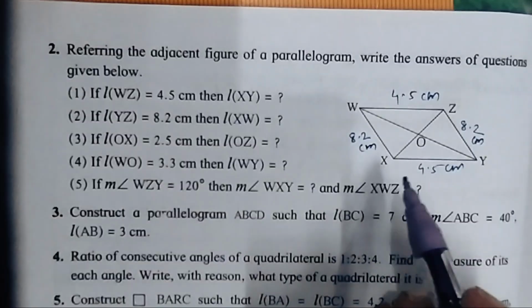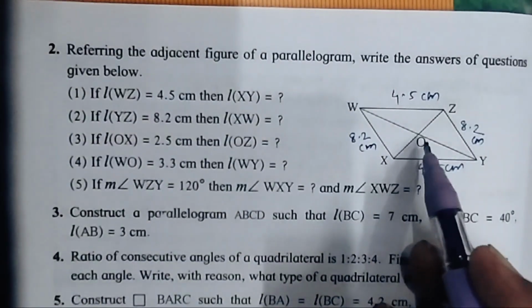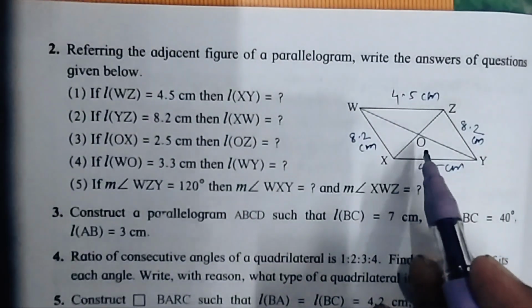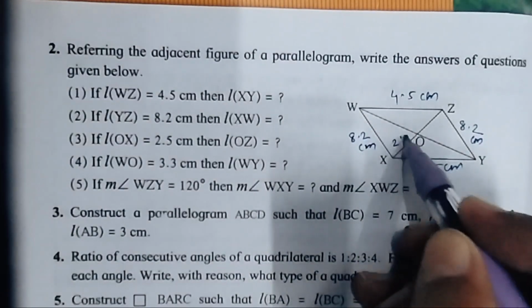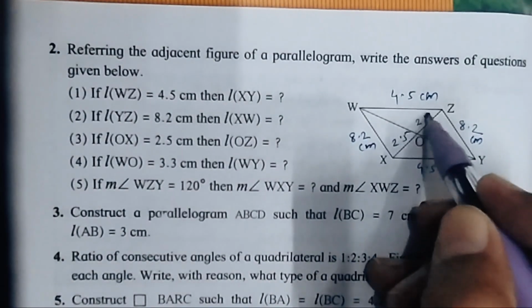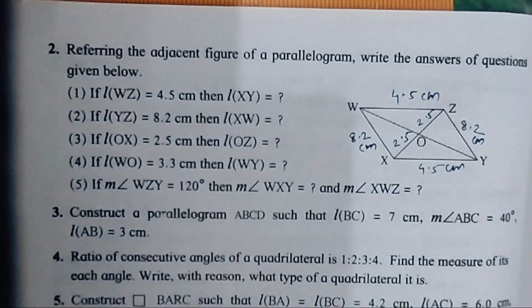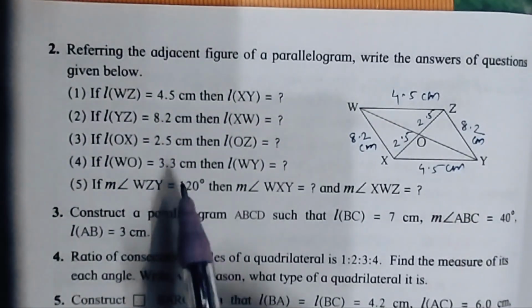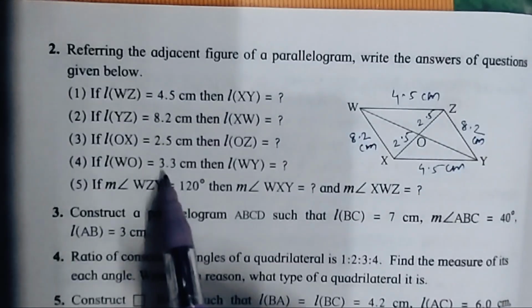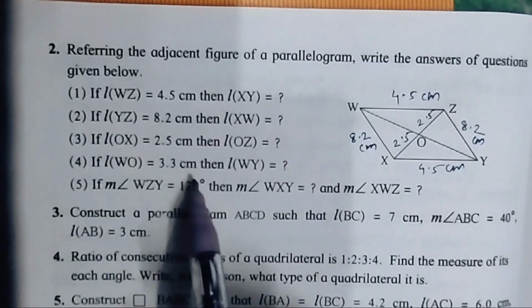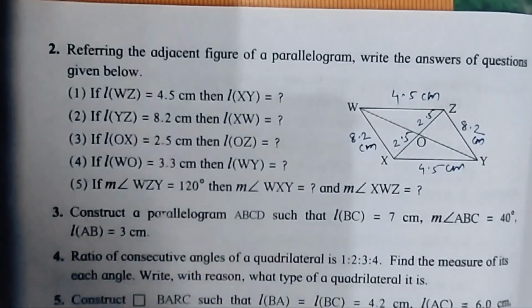We know that diagonals of a parallelogram bisect each other. So what is the value of OX? 2.5 cm. So the value of OZ will also be 2.5 cm. After that, fourth is given as WO is 3.3 cm. Then length of WY is equal to what?